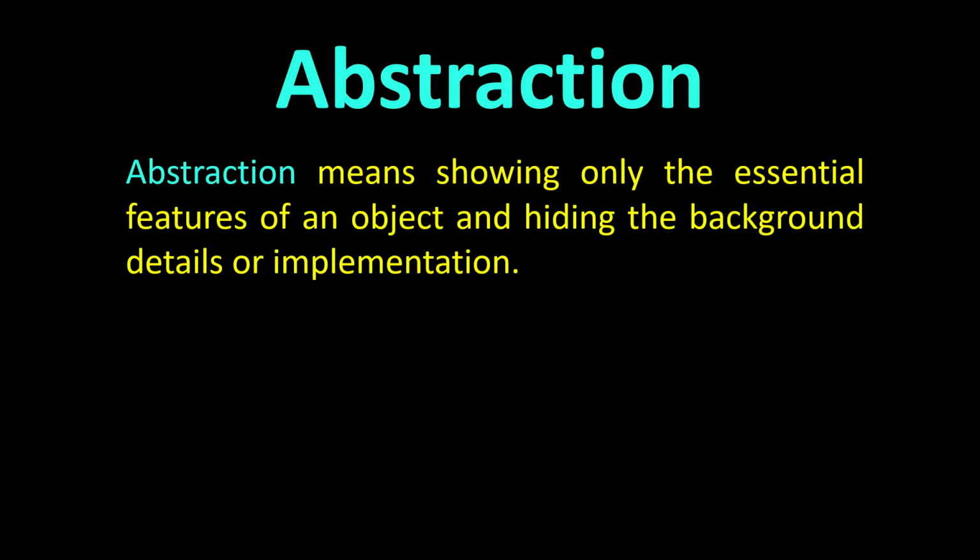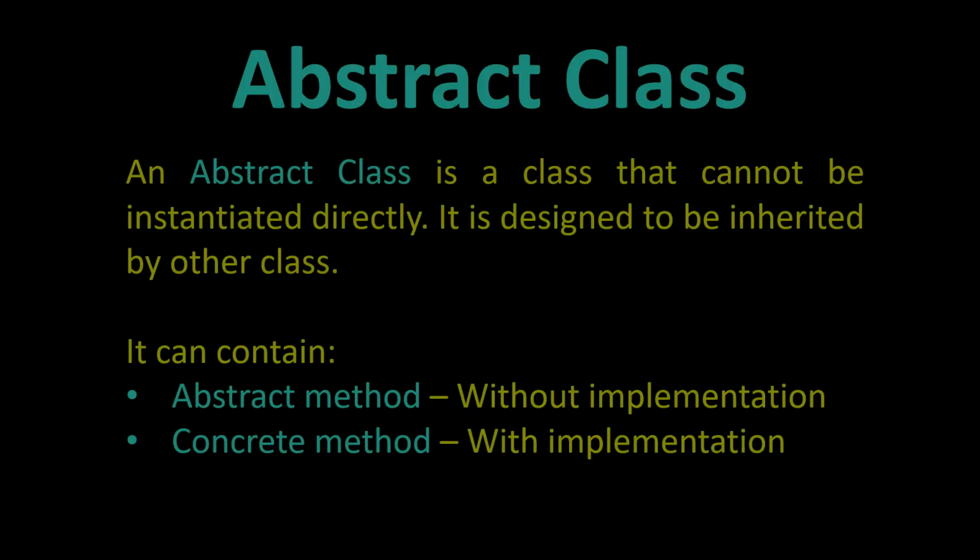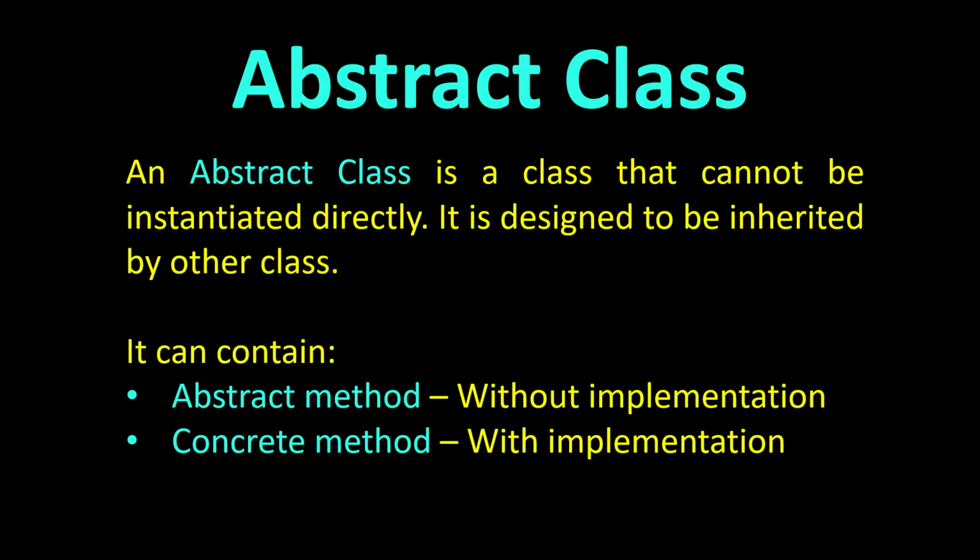Moving on to the second pillar of OOPS, which is abstraction. Abstraction means showing only the essential features of an object and hiding the background details or implementation. In order to implement abstraction, first we need to understand the concept of abstract classes. An abstract class is a class that cannot be instantiated directly. It is designed to be inherited by other classes.